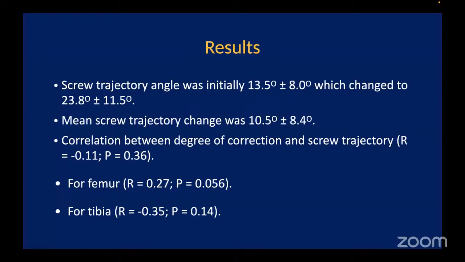For femur, as they were calculated for separate bones, there was a positive 0.27 correlation, while the p-value was 0.056. For tibia, it was negative 0.35, and the p-value was 0.14.